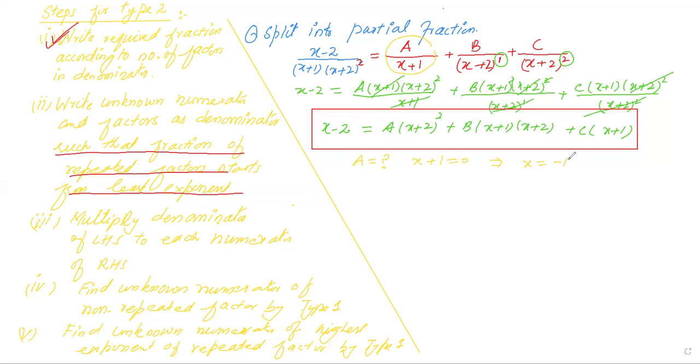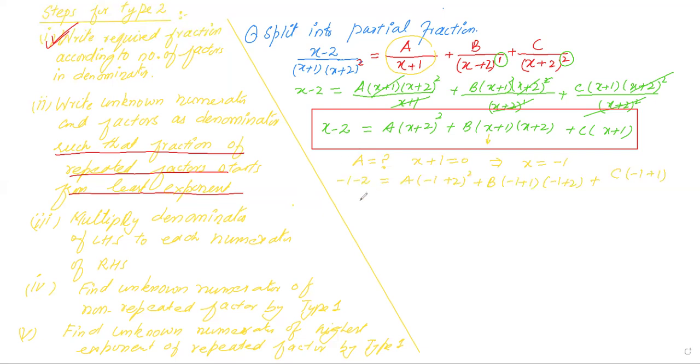That value you have to substitute over here. So I will get minus 1 minus 2 is equal to A times (minus 1 plus 2) whole square. And remember that just like type number 1, when you replace x by minus 1 over here, you will get 0 for the B term: B times (minus 1 plus 1), and similarly the C term has minus 1 plus 1 as it is. Now the mathematics is very simple, very easy.